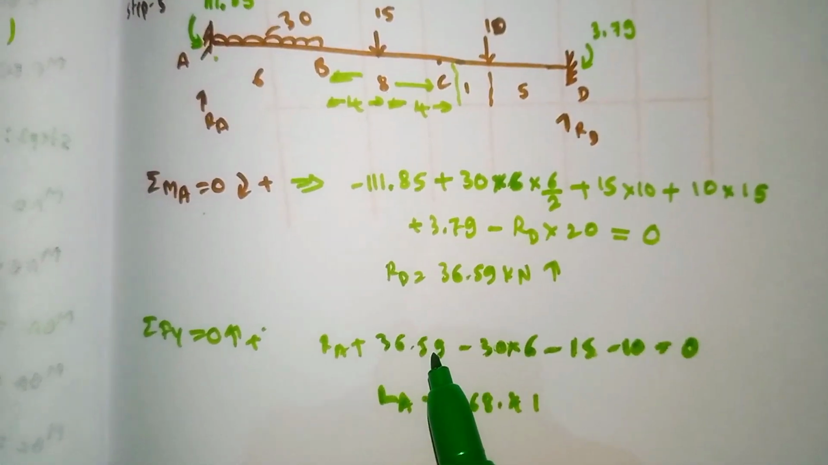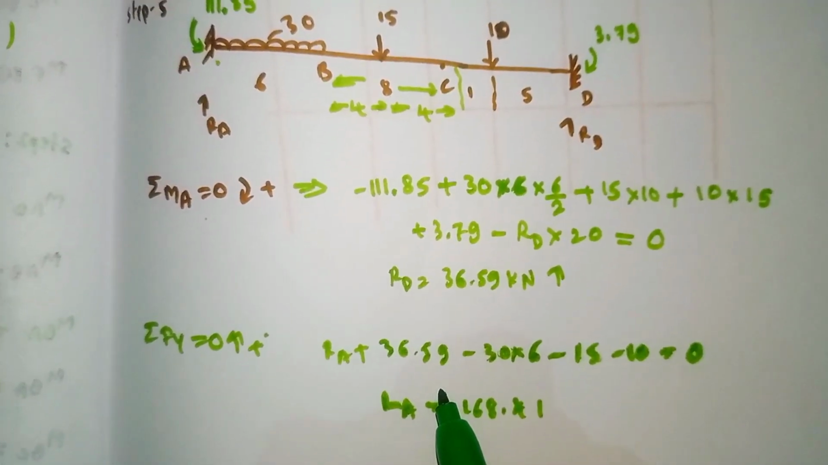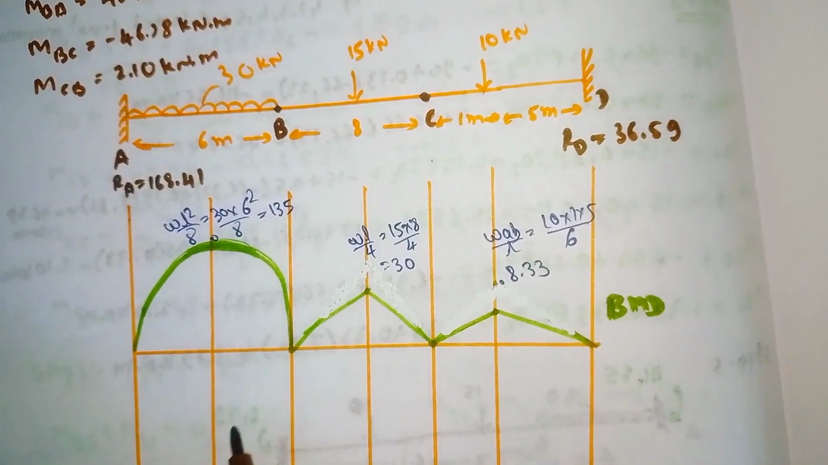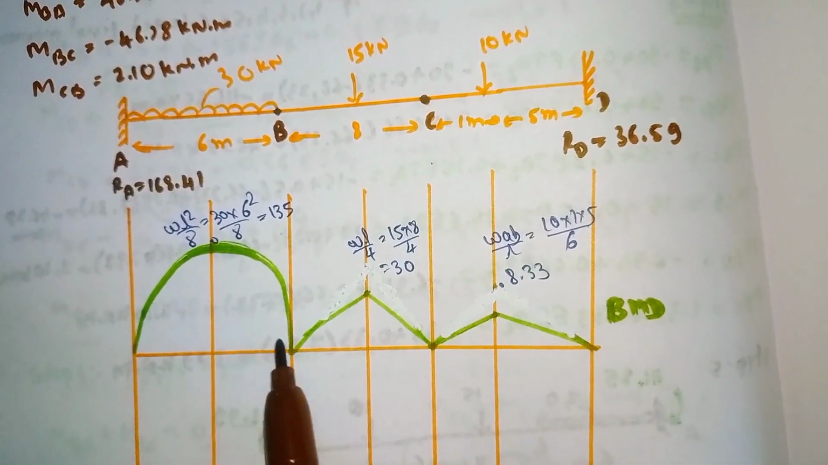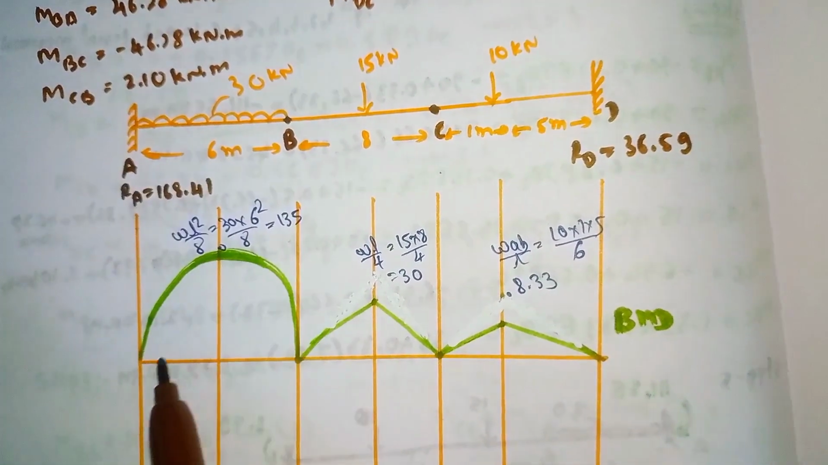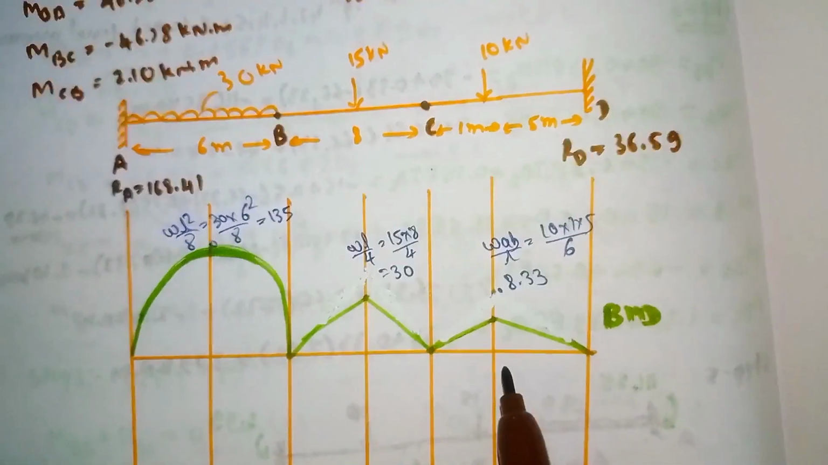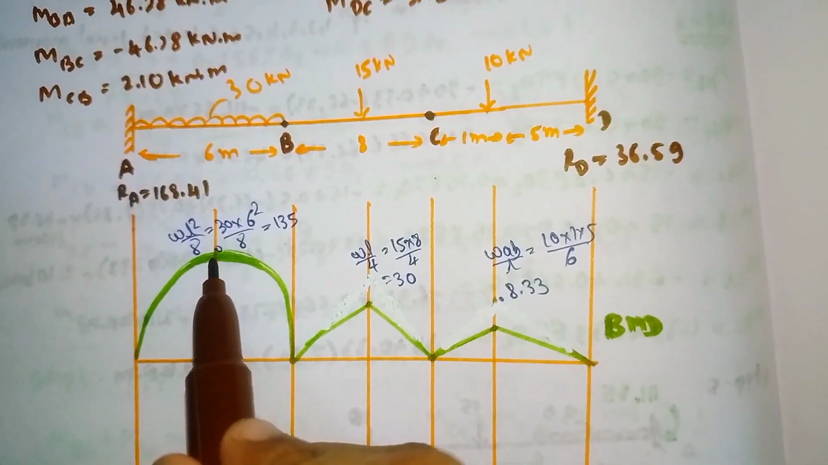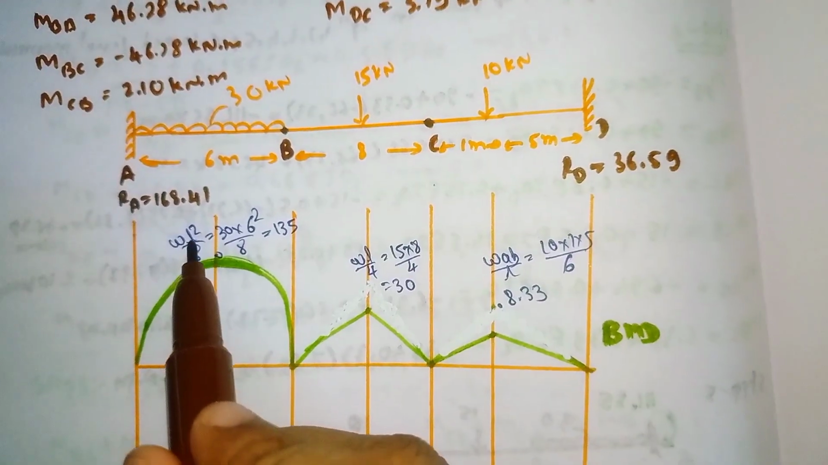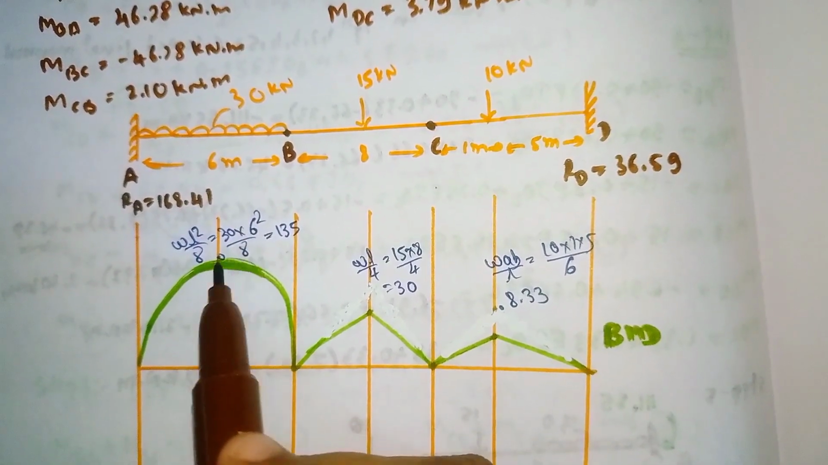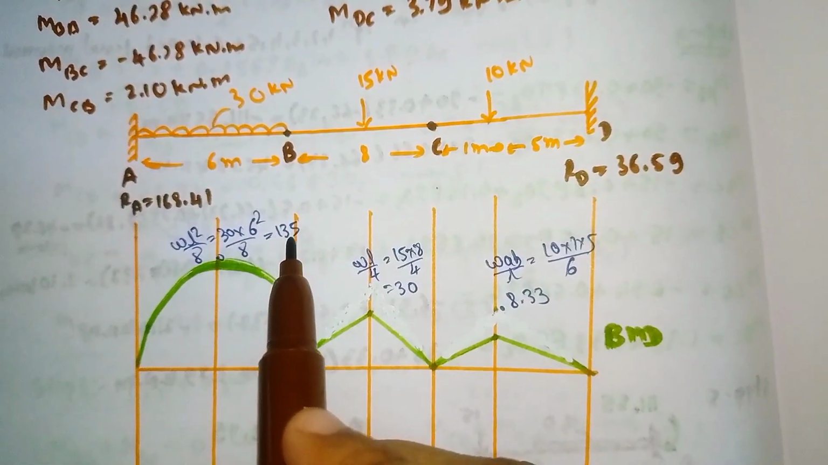So now we will calculate the shear force and bending moment diagram. We will go for the bending moment diagram first. I have already drawn the bending moment diagram. For UDL it will come as a parabola like this. For point load it will come as a triangle. To find out this maximum height, we have the formula WL square divided by 8. Our W is 30, L is 6, divided by 8. It will come out as 135.